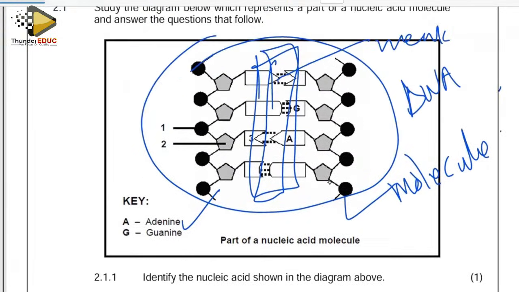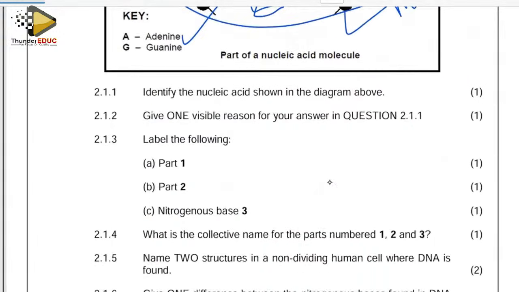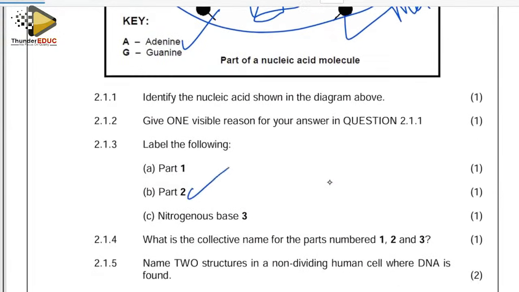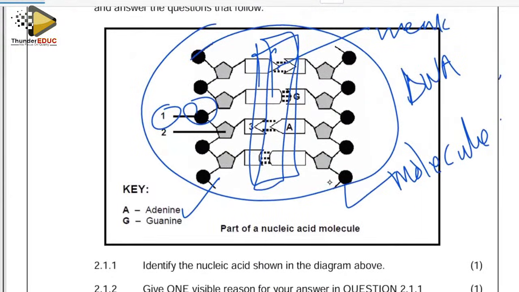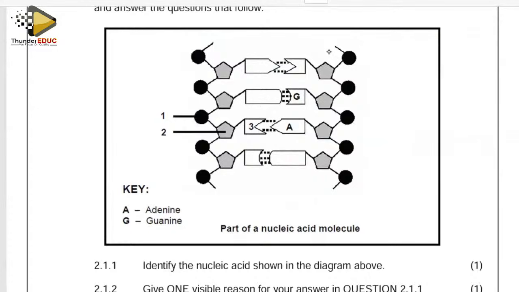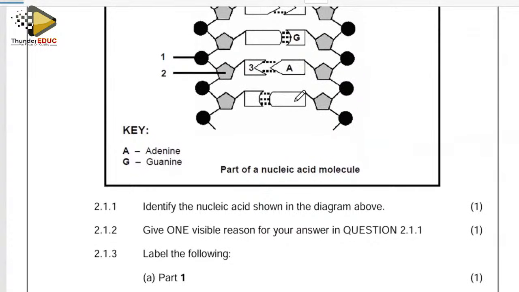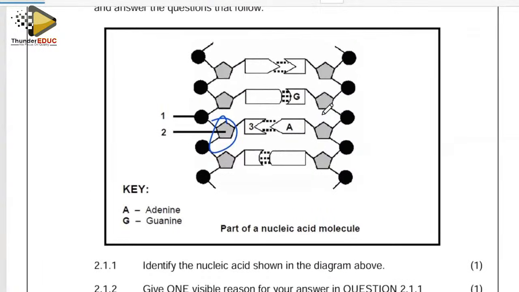Then they're saying label the following parts. What is part 1? Phosphate. Phosphate. What is part 2? Let me reload. This one's no longer answering. Deoxyribose. Yes, it's deoxyribose sugar. Then that is part 2. They're saying nitrogenous base 3. If this side I have adenine, what do I have?